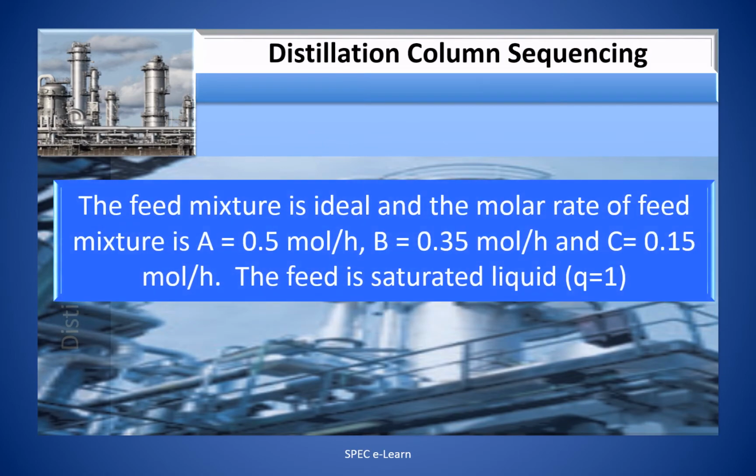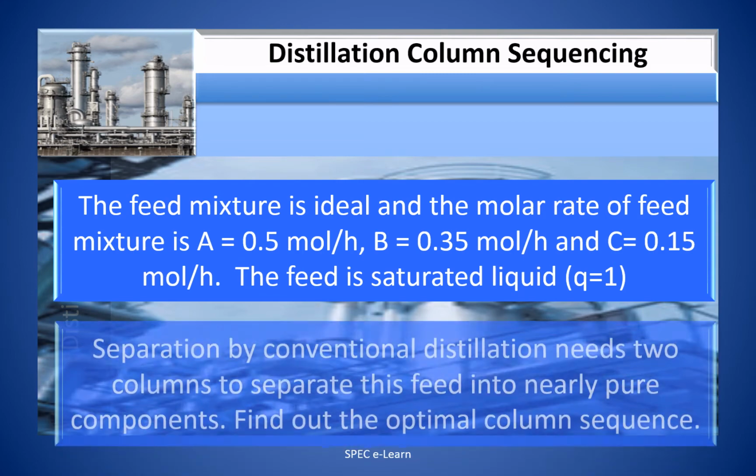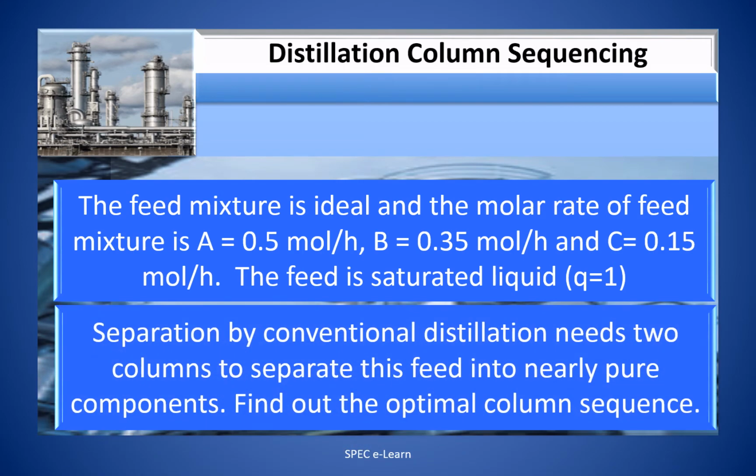The feed mixture is ideal and the molar rate of the feed mixture is A equal to 0.5 mole per hour, B equal to 0.35 mole per hour and C equal to 0.15 mole per hour. The feed is a saturated liquid. Separation by conventional distillation needs 2 columns to separate this feed into nearly pure components. Find out the optimal column sequence.